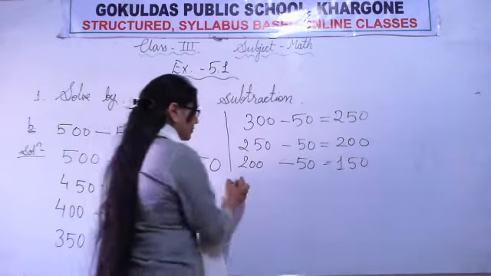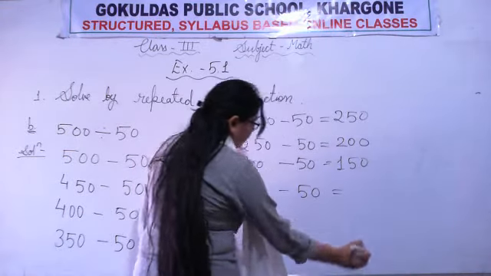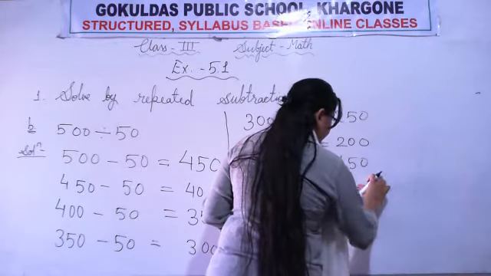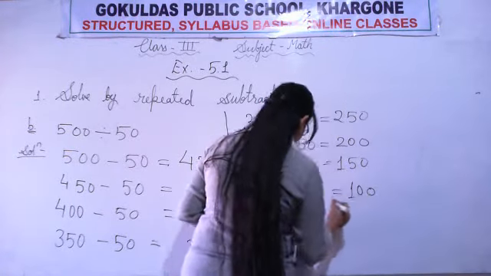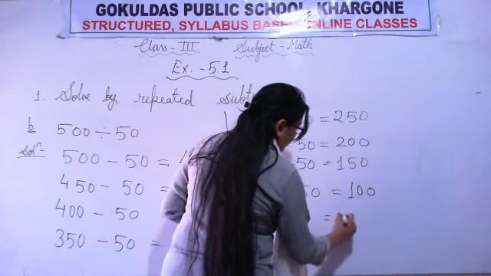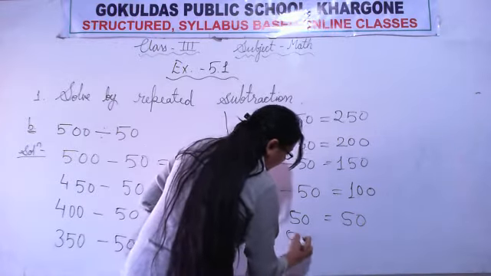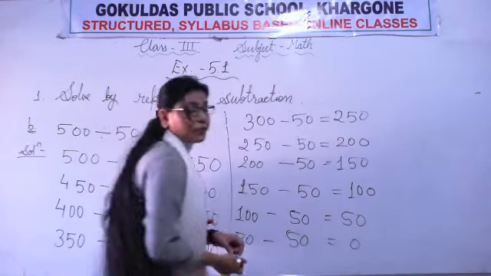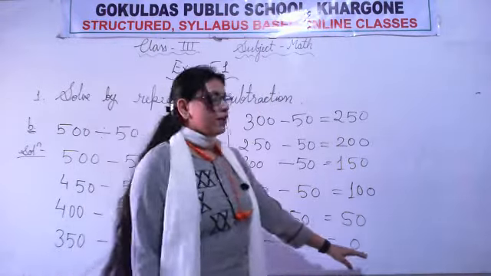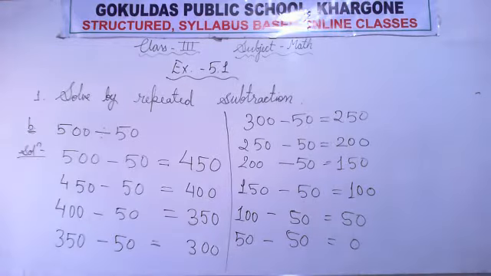Moving further, 150 minus 50 is equal to 100. Now 100 minus 50 is equal to 50. 50 minus 50 is equal to 0. Now we got 0, so here we will stop. Whenever we get 0, we will stop this repeated subtraction process.